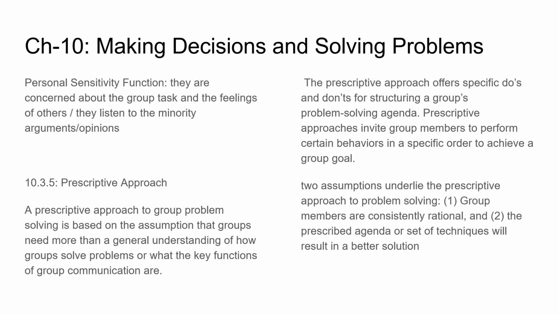So two assumptions underlie the prescriptive approach to problem solving. Number one, that group members are consistently rational, because people are not. And number two, the prescribed agenda or set of techniques will result in a better solution. So you're assuming that everyone's rational, that we're going to do what's right. Because sometimes people are prescribed medicine by doctors and they don't take it, right? Not everyone is rational and follows the prescription. It's this step-by-step process of why we got to this problem, this solution. And then number two, we're assuming that doing the step-by-step agenda or these set of techniques is good. Those are both pretty fair assumptions, but again, just not always true.